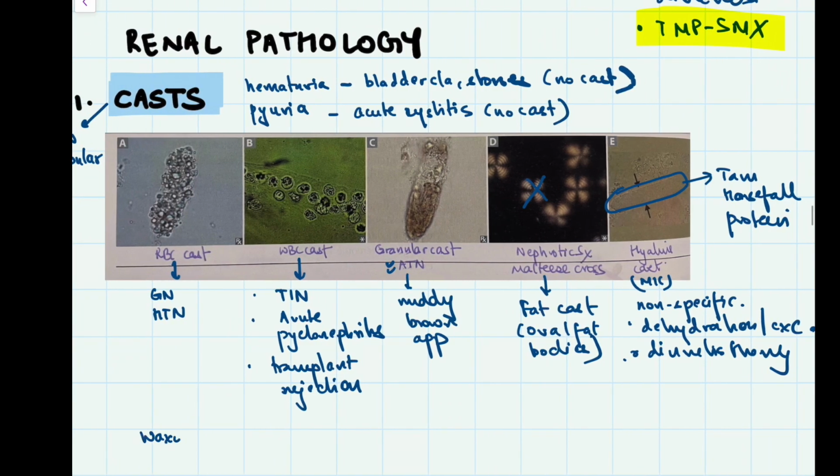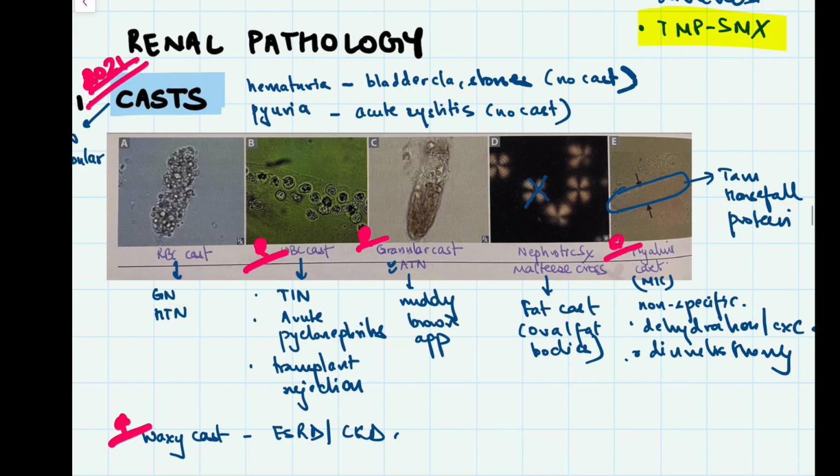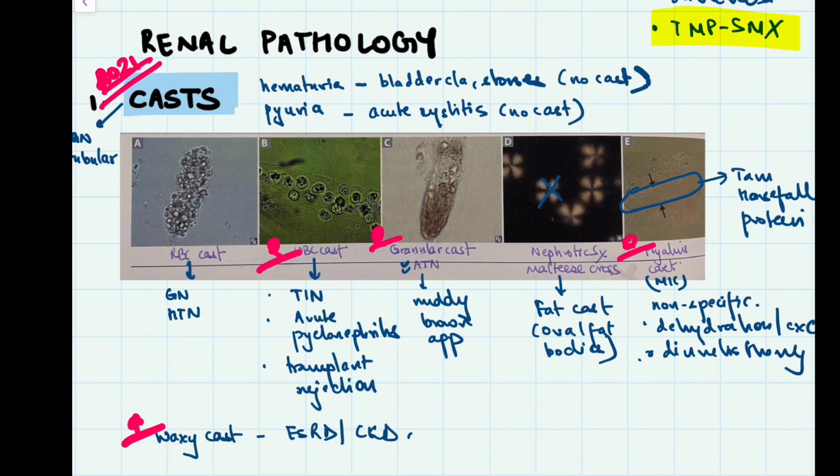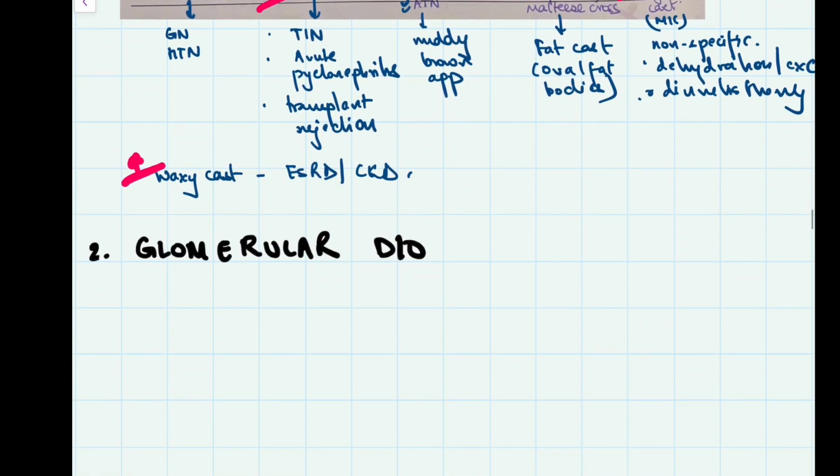Finally, we have waxy cast, which is seen in end-stage renal disease, or you can say chronic kidney disease. Right, this question was asked in INI-CET to match the various casts with the diseases, and I think waxy and granular cast, WBC cast, were in the options along with hyaline cast. Right, this is a very simple question and a very simple topic.